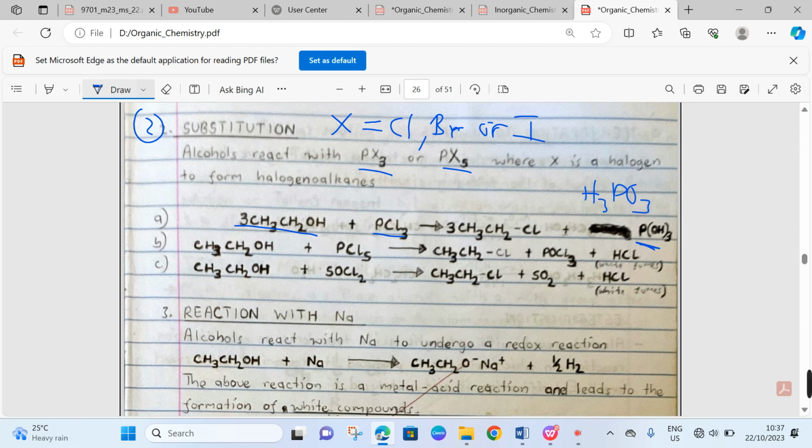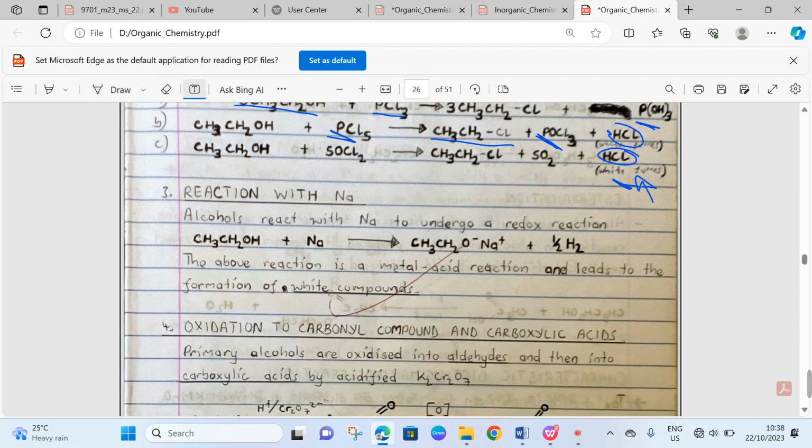And ethanol can also react with PCl5 to produce monochloroethane, POCl3, and HCl. All these are white fumes, guys. The HCl here is just white fumes. That's what I wrote in the notes there, white fumes. And if you use SOCl2, remember, I meant SOX2, it can be chlorine, bromine, or iodine. This is the reaction. Try to memorize the equations, guys, and hope you understand what's going on.